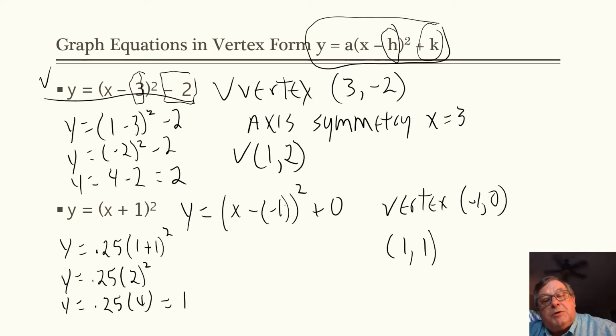What's my axis of symmetry on this second equation? My axis of symmetry is going to be x equals negative 1.